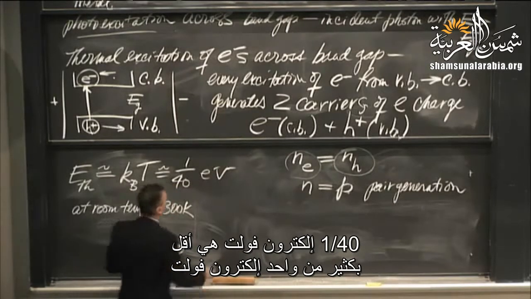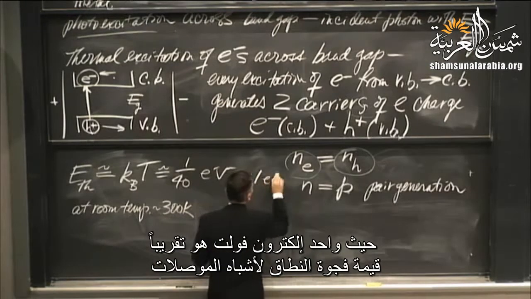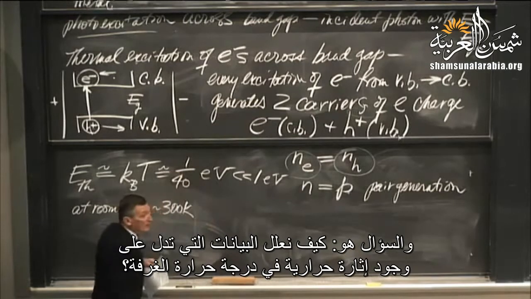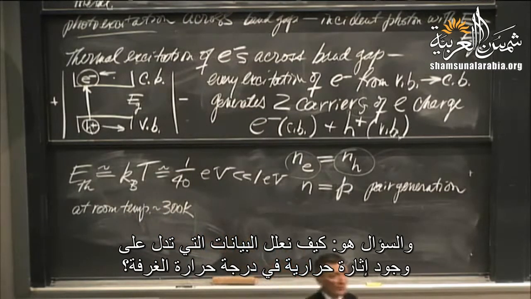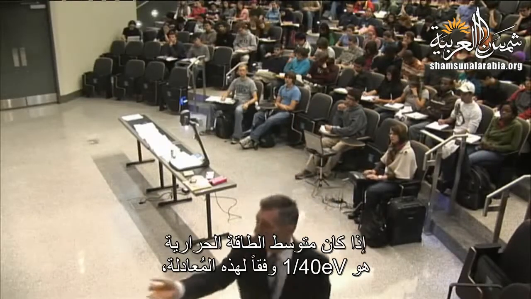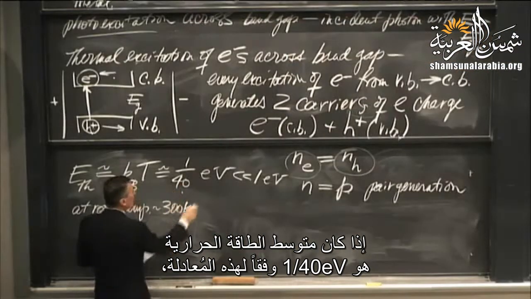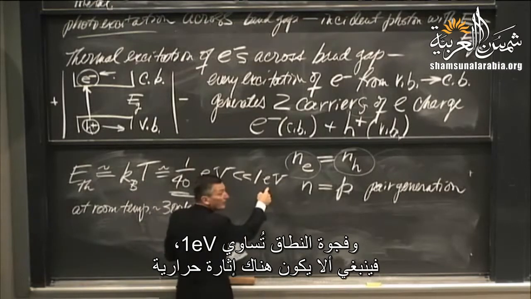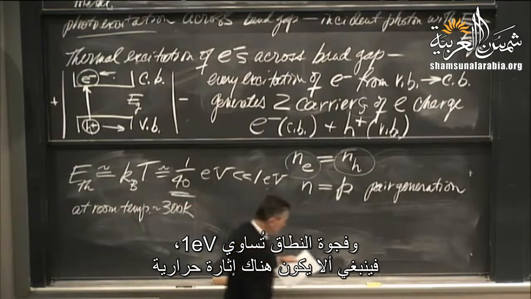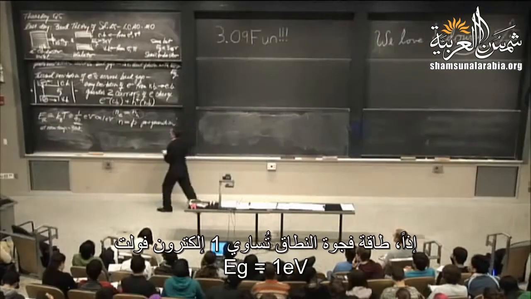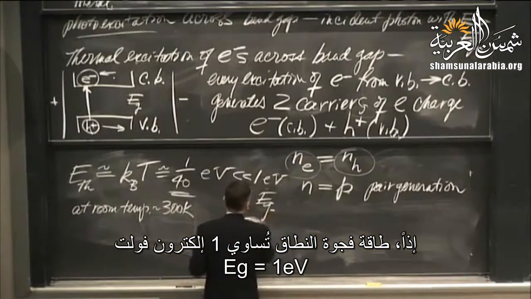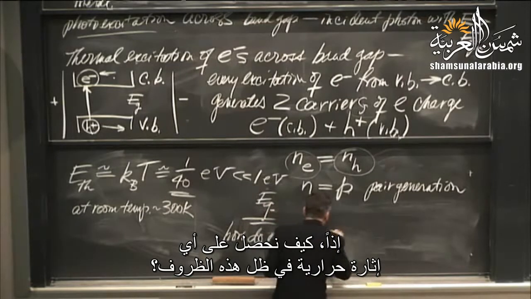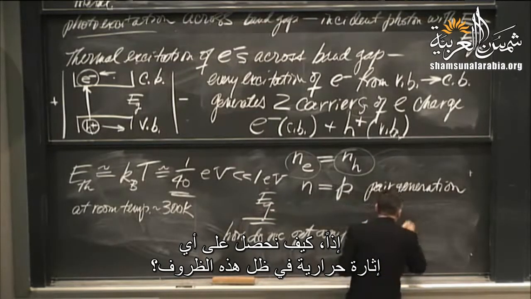1/40th of an electron volt, which is a lot less than, say, 1 electron volt, which is roughly the band gap of a semiconductor. So how is it that we get any thermal excitation? The data indicate that there is some thermal excitation even at room temperature. So the question is, if the average thermal energy is 1/40th of an electron volt, and this is correct, and the band gap is 1 eV, then there should be no thermal excitation. But we know what happens. So now 1 eV, which I'm going to say is Eg, all right? So how do we get any thermal excitation under these conditions?